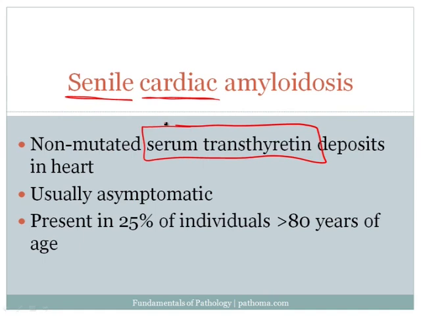Serum transthyretin is the second most common protein within the blood, and this protein, over very long periods of time, can eventually deposit, particularly in the heart, resulting in senile cardiac amyloidosis. This would be asymptomatic. That's important. And it would be seen in the elderly. In fact, it's relatively common, present in about 25% of individuals over the age of 80.